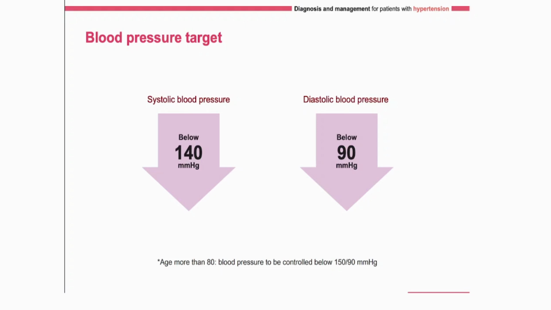According to the 8th Joint National Committee or JNC8, those over age 80 are advised that their target blood pressure should be below 150 over 90 millimeters of mercury. Target blood pressure should be below 140 over 90 millimeters of mercury for hypertension combined with cerebrovascular disease and atherosclerosis. For those under age 80, maintain below 140 over 90, and those over age 80, maintain below 150 over 90 millimeters of mercury.